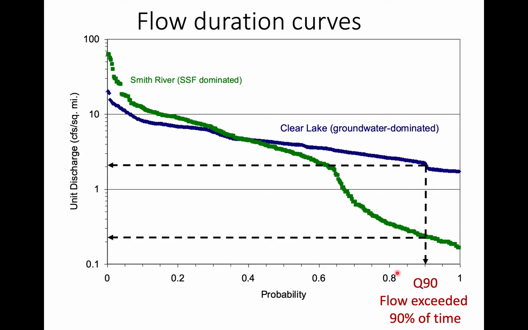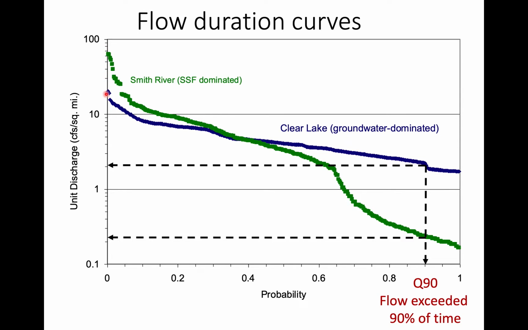We could define a Q80 or a Q70 or a Q10. We often use the Q10, so flow exceeded 10% of the time, to talk about the high flow end of the flow duration curve. So if we visually go up here, we see that the high flows are lower in our groundwater dominated watershed, so they might be on the order of 8 cubic feet per second per square mile, whereas 10% of the time in our subsurface storm flow dominated watershed, they might be more like 13 cubic feet per second per square mile.